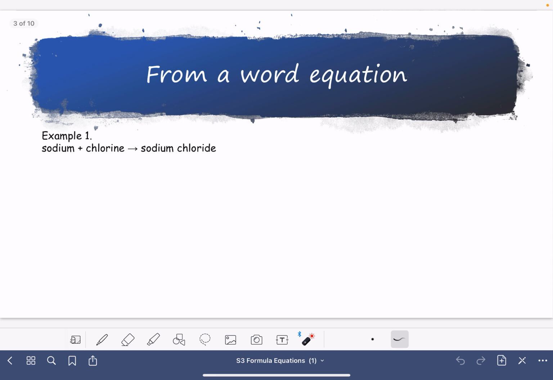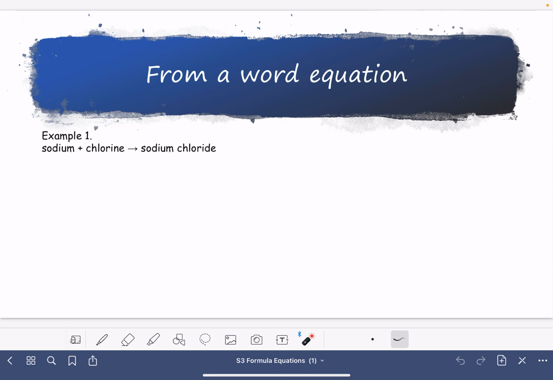Okay, so we're going to try 3 examples where we're taking the formula equation from a word equation. So here we've got sodium plus chlorine, arrow sodium chloride. So sodium is a metal, it's in group 1, that's fine. And then chlorine is a gas that's in group 7. Now it's a diatomic gas, so that's going to affect what its formula is. And then sodium chloride is a compound. There's nothing complicated about this formula.